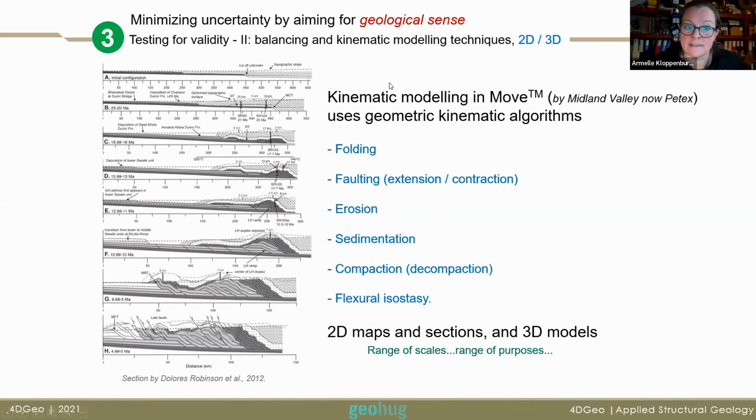In testing for validity, there's software to help you. Of course, you could do this with a piece of string and paper and pencil, but it helps to have a piece of software to help you with this. And the algorithms that I've mentioned before will help you to restore any effect of folding, of faulting, whether it's extension or contraction, erosion, sedimentation, but also, on big regional scales, things like area isostasy, flexural isostasy. So it's a really useful tool to have.